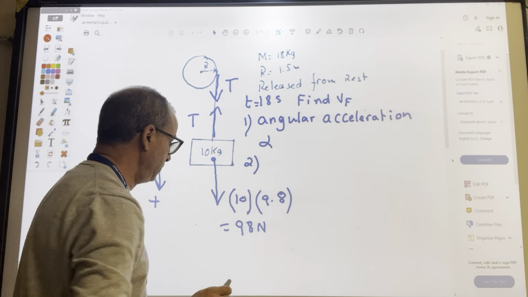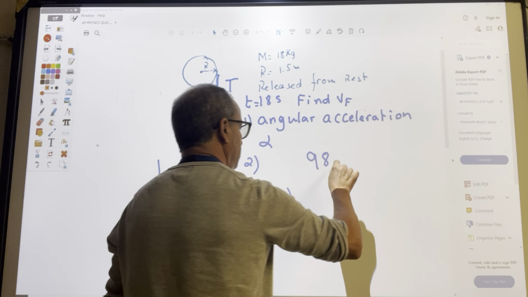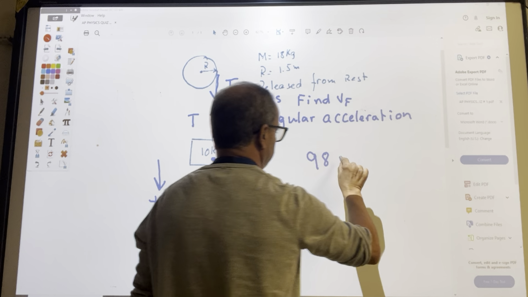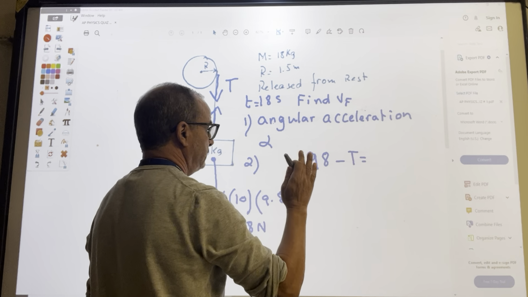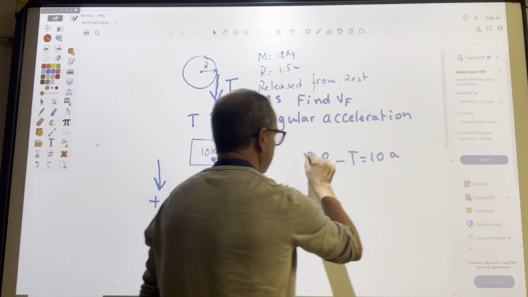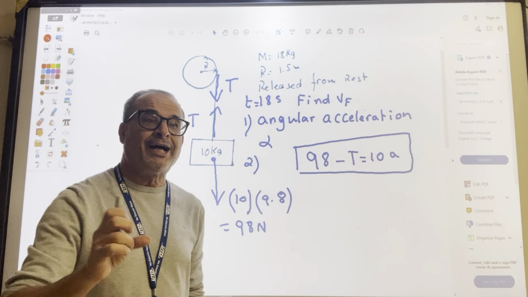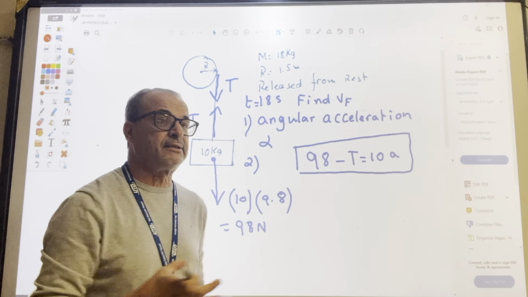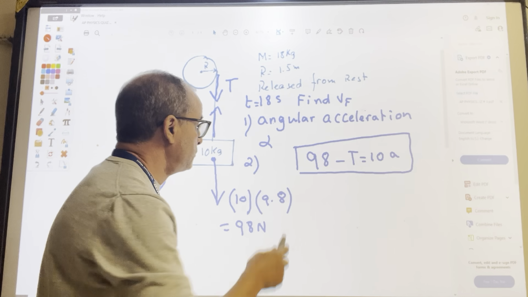Down positive. So 98 minus T equals MA, which is 10 times A. All right, this is what you do. Box it, because it's gonna be useful. It's an equation that you're gonna use. So every equation, try to come up with any equation in the system, and then at the end, you're gonna see which one you're gonna use. So this is the first one.